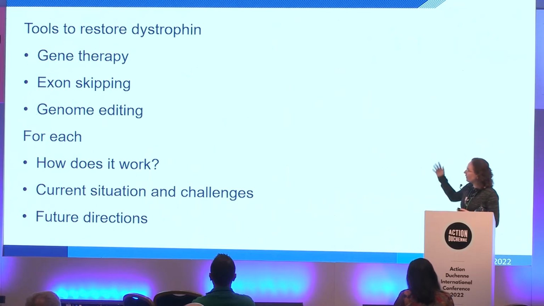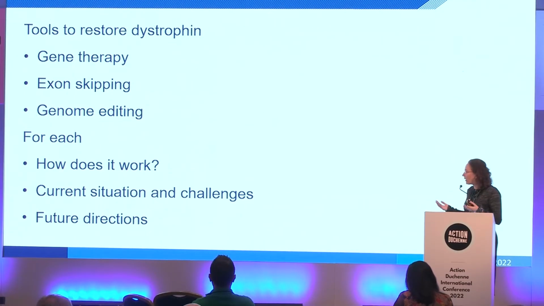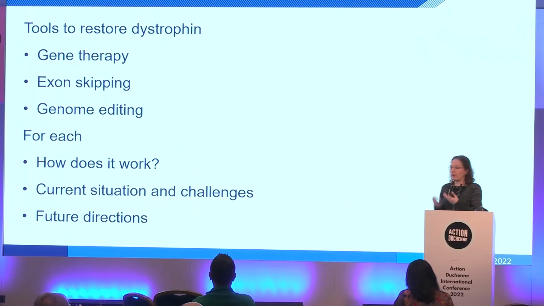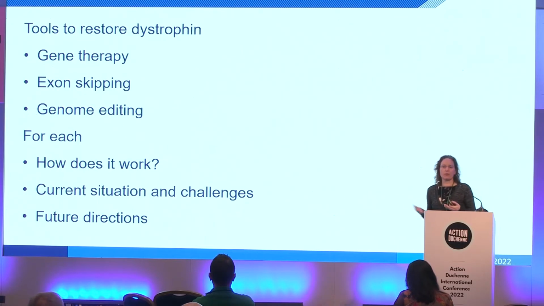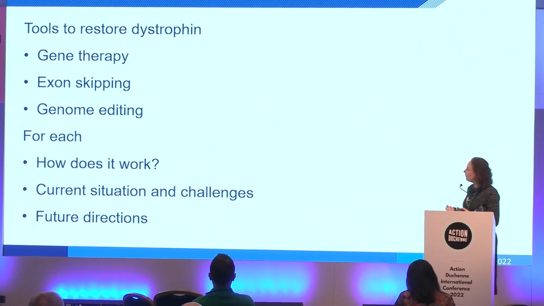So since lack of dystrophin underlies all these problems and processes, restoring dystrophin is an obvious therapeutic solution. And there's three approaches that I want to introduce today to restore dystrophin: gene therapy, exon skipping, and genome editing. And I will explain for each how do they work, where are we at the moment, what are the challenges, and also what are the future directions in each.